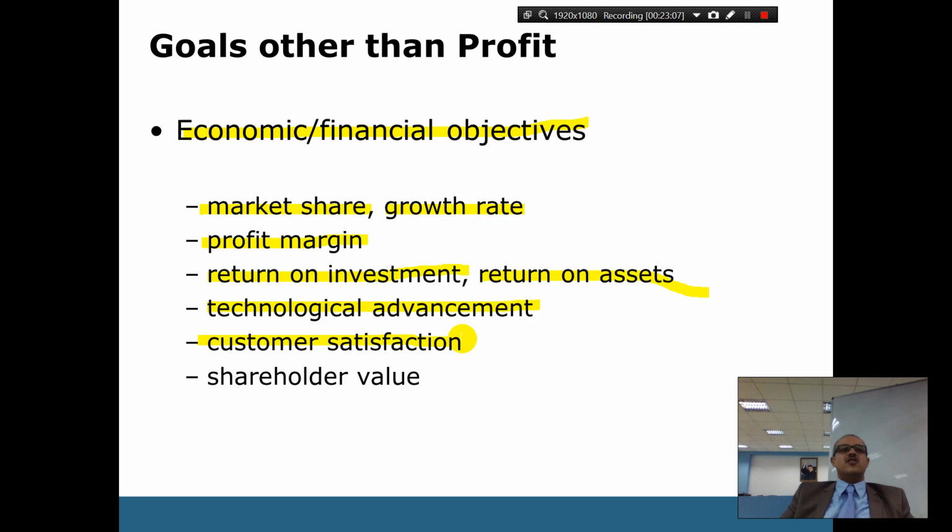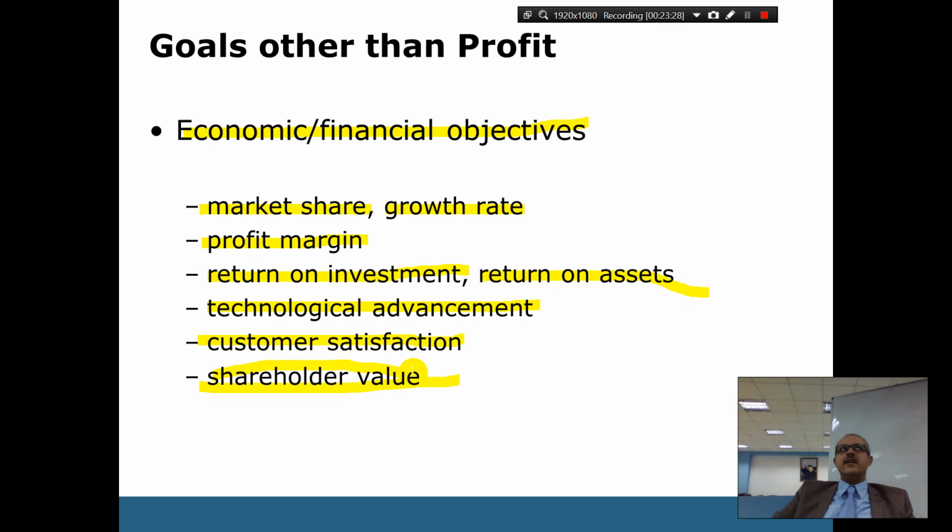How much do customers say good things about you? And then shareholder value. How much is the shareholder value? How much is their stock maybe? How much dividends do you pay them? This is the market value. No, this is shareholder value. We're talking about the shareholders themselves.